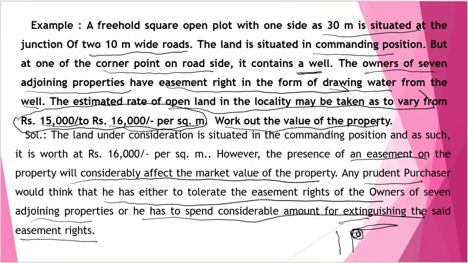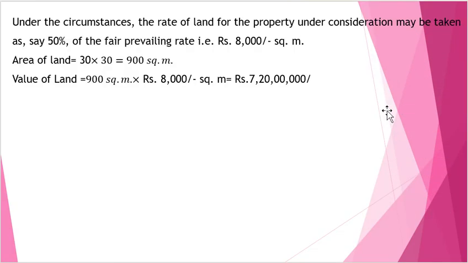So what you can do here, you can take the value of the property under these circumstances. The rate of the land of the property under consideration may be taken as 50%. This percentage will depend on your experience and the conditions at site you have to check. So there you have to reduce the value. In this case we are reducing the value by 50%. So we will assume that after 16,000 prevailing rate is 8,000 per square meter.